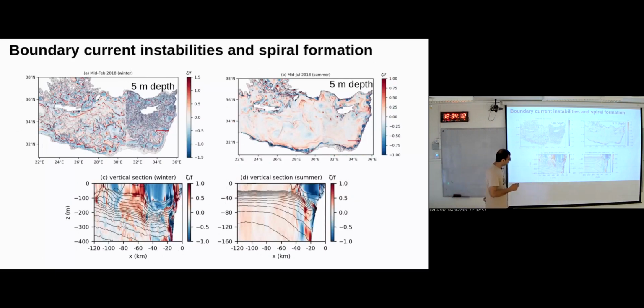So boundary current instability leads to formation of spirals.